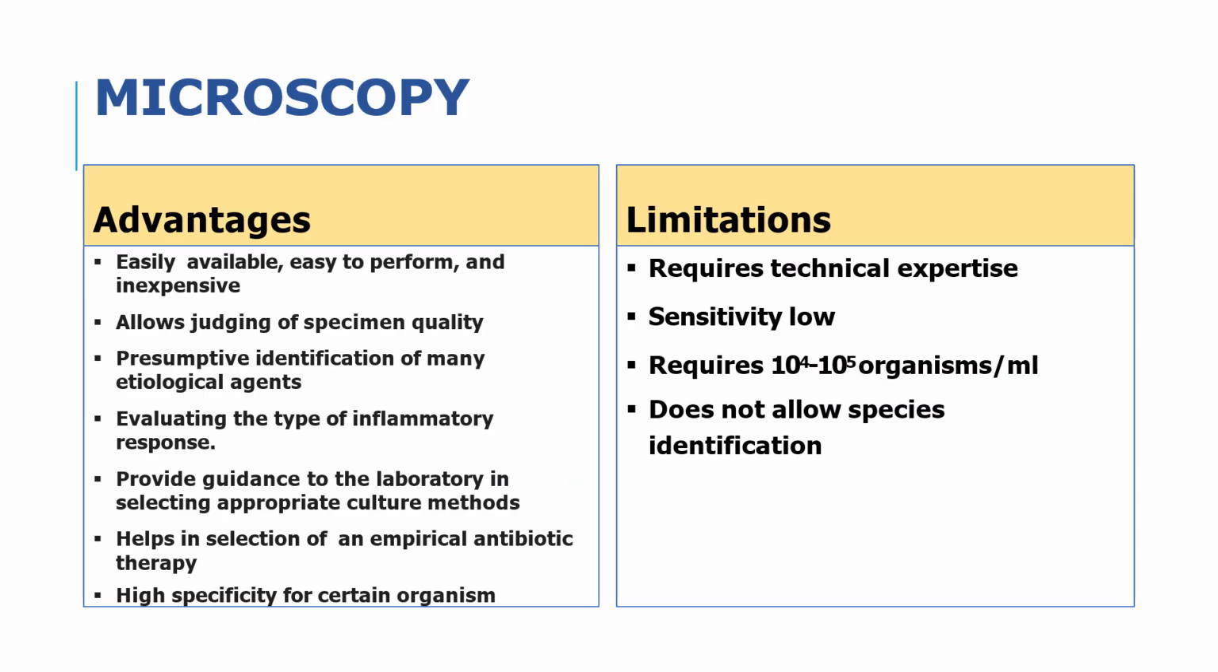What are the advantages and limitations of microscopy? The advantage is that it is easily available, easy to perform, and inexpensive. It allows judging of specimen quality and presumptive identification of many etiologic agents. It is like screening of the specimens. Microscopy is helpful in evaluating the type of inflammatory response, providing guidance to the lab, and helps in selection of empirical therapy.